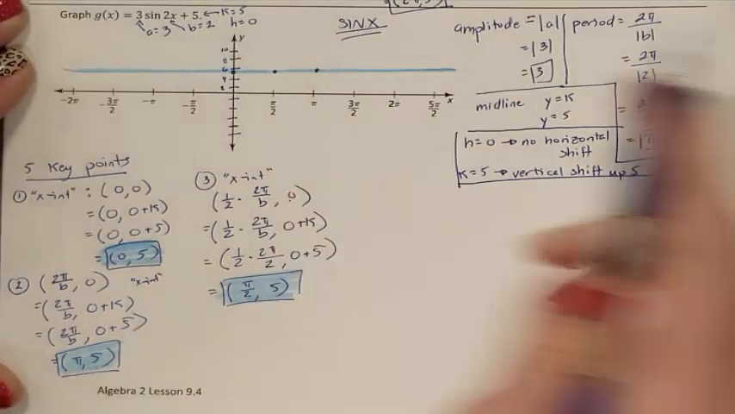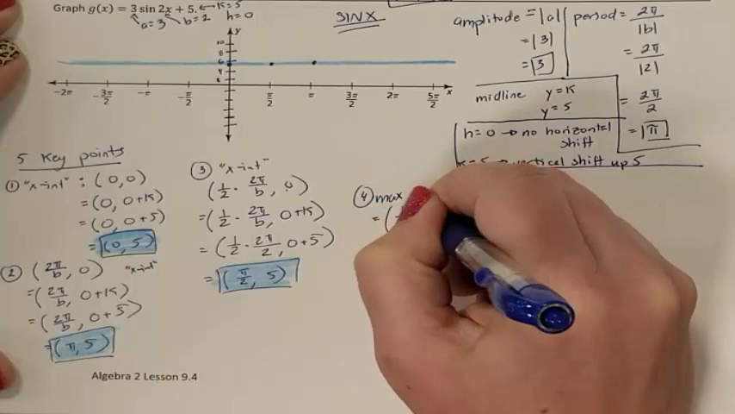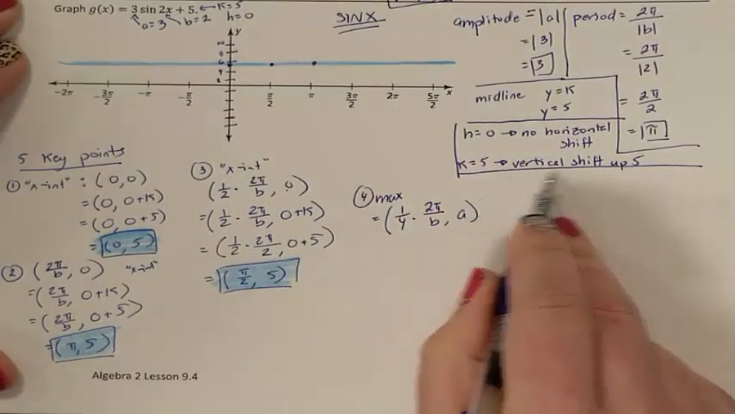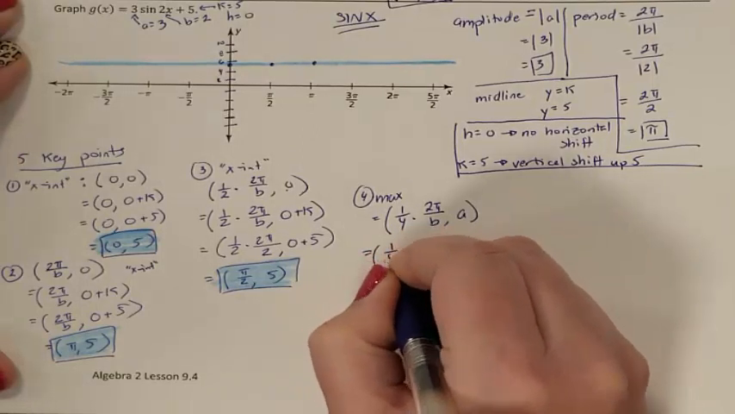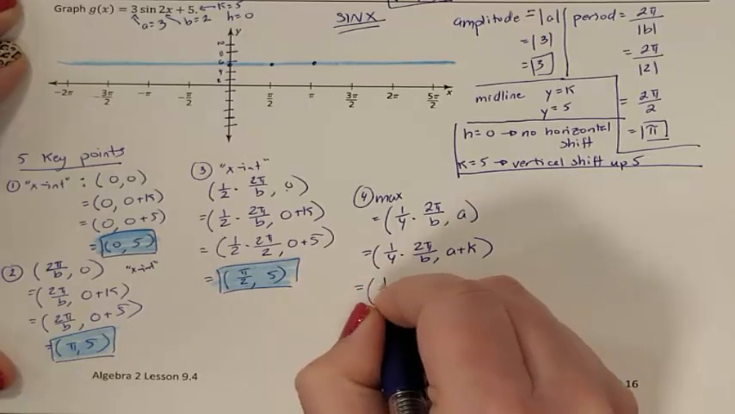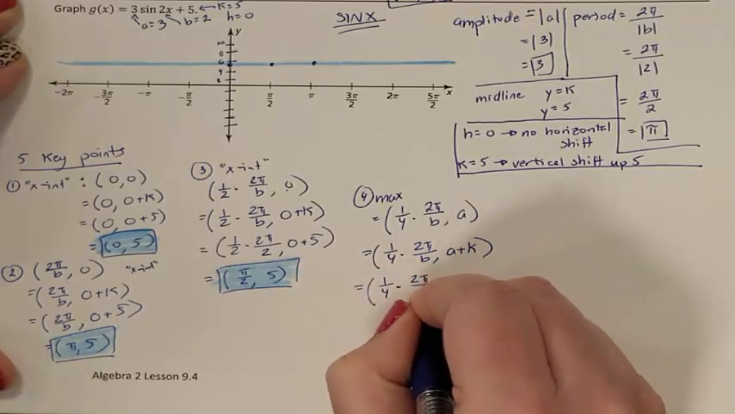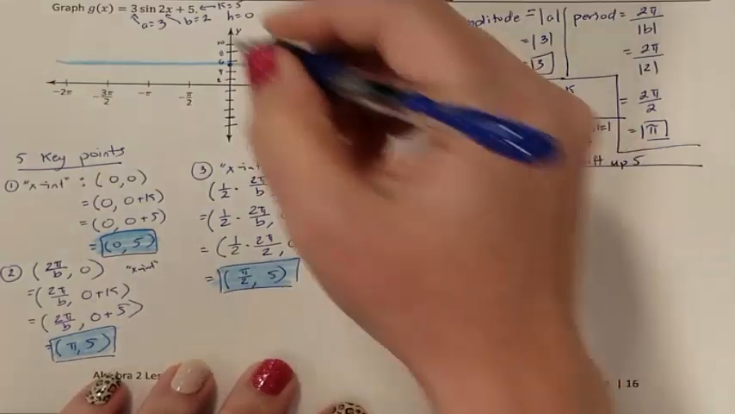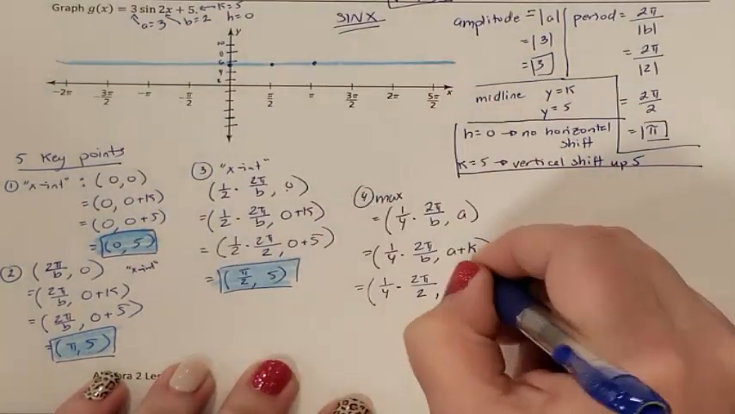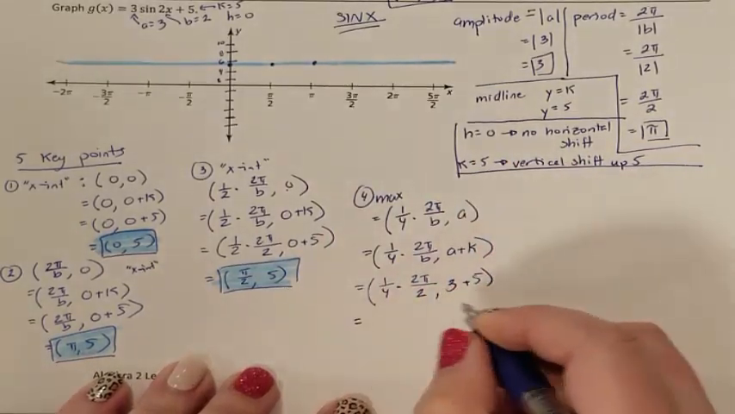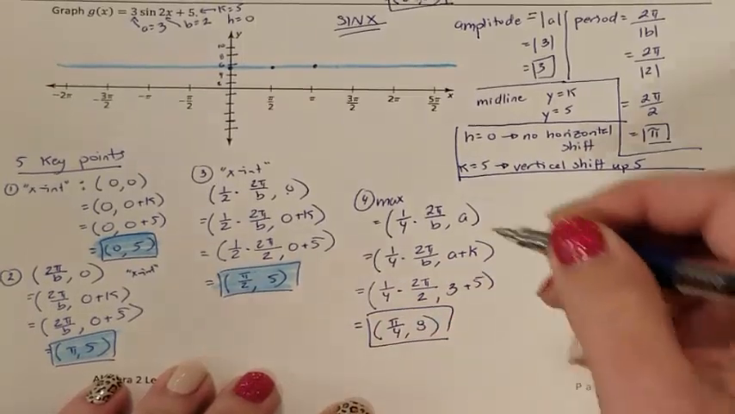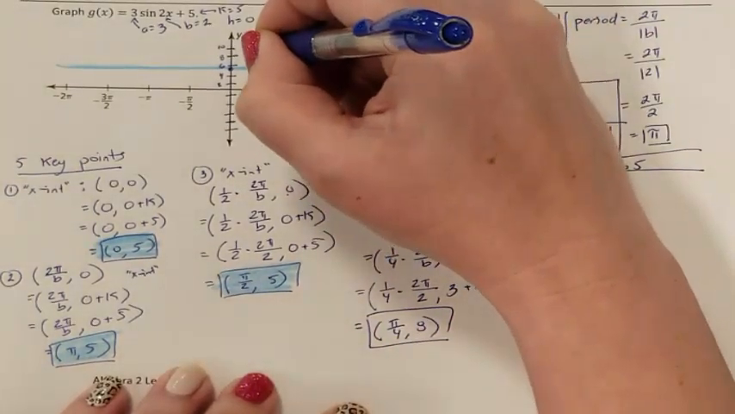Sine has 1 max. This was the max formula. But the y value needs to have that vertical shift in it. So here is me giving it that vertical shift. And now I can plug in my values for A, B, and K. So B is 2, my A is 3, and my K is 5. So my max is pi over 4, 8. And pi over 4, 8 is right here.